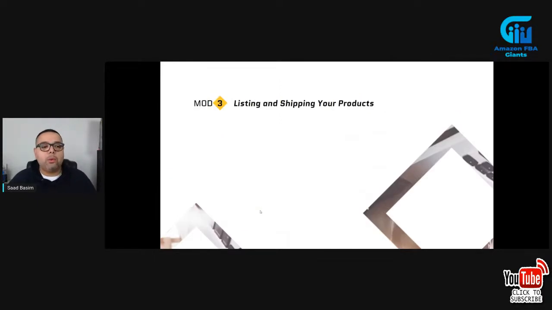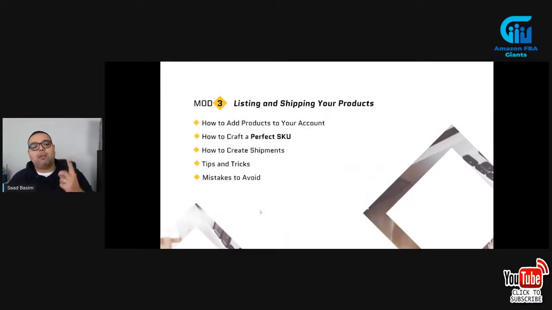In module 3, we're going to talk about listing and shipping your product. We're going to talk about how to add a product to your account, how to craft a perfect SKU, which is really important. If you're selling retail arbitrage, you need to make sure that you do your SKU in a specific way to maximize your profit, and in the same way you know exactly how your product costs and everything, which I'm going to teach you. We're going to talk about how to create a shipment, tips and tricks, and mistakes to avoid.